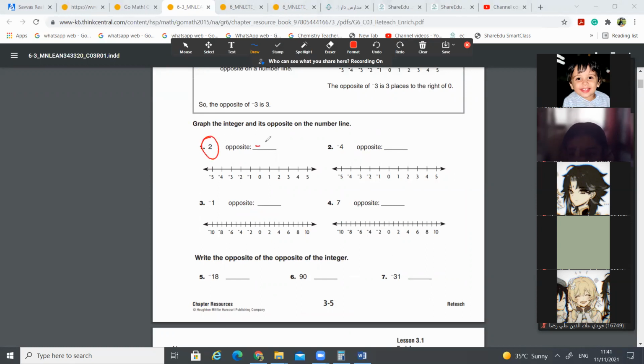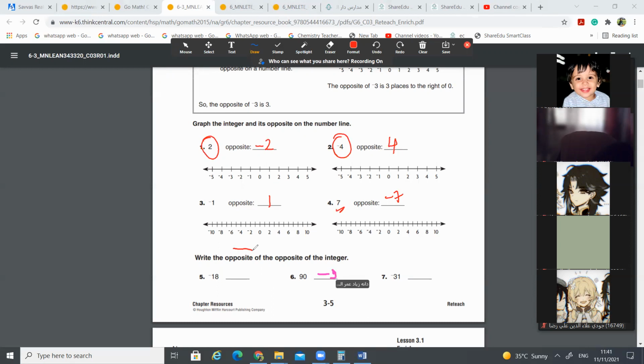opposite of 2. It's negative 2. Opposite to negative 4, positive 4. Negative 1, you have 1. Opposite to 7, you have negative 7. Is it easy? Yeah, it's very easy. That's your 3.1. Opposite to negative 18.